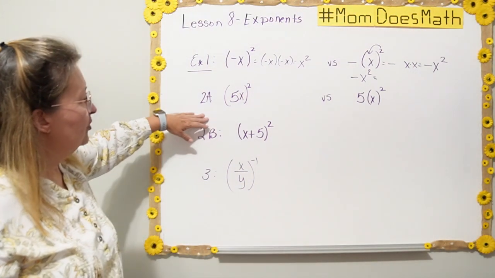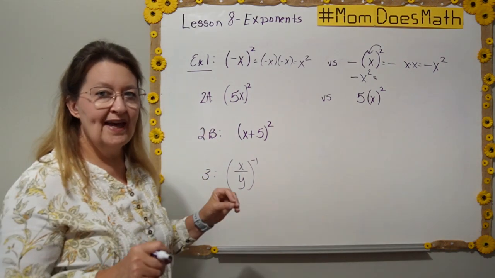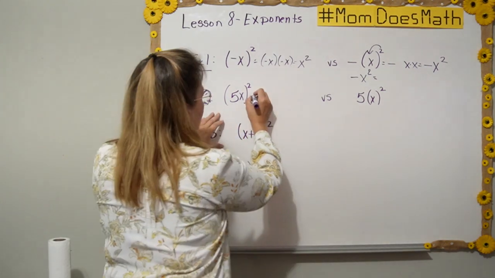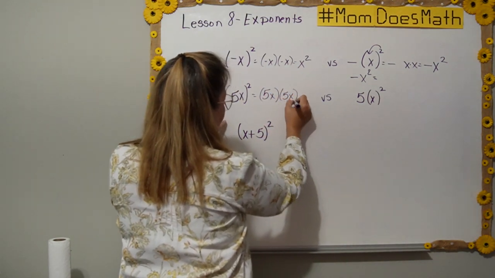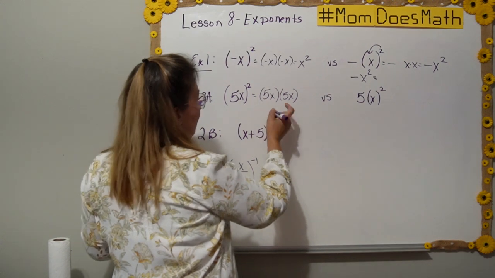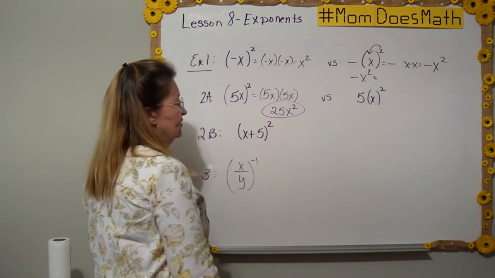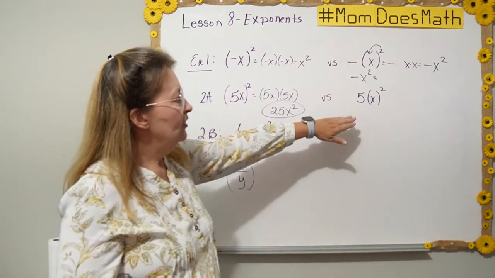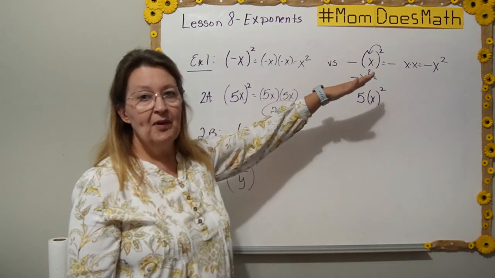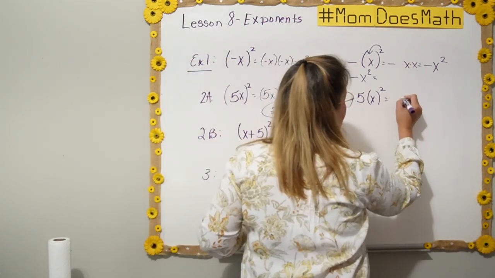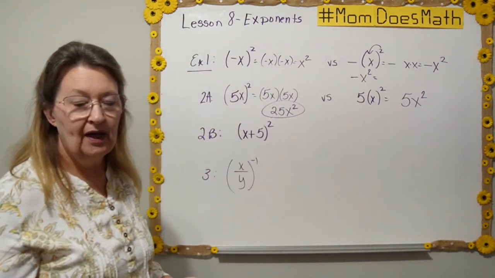All right, let's look at example 2a. Now this one, look at what's inside the parentheses because that is what is squared. So this is going to be 5x times 5x. 5 times 5 is 25, x squared. So that's going to be your answer. Now look at this one. The 5 is not in the parentheses, so the exponent cannot affect it. So your answer here is 5x squared, okay?